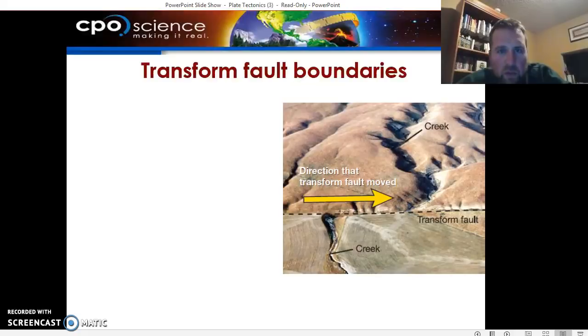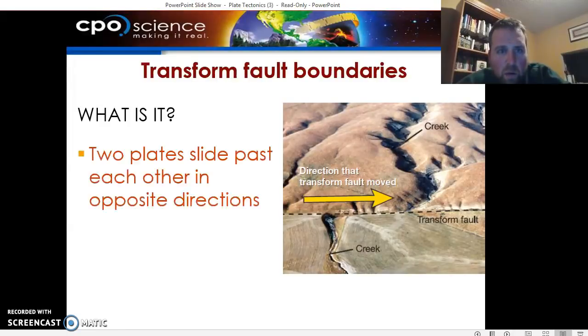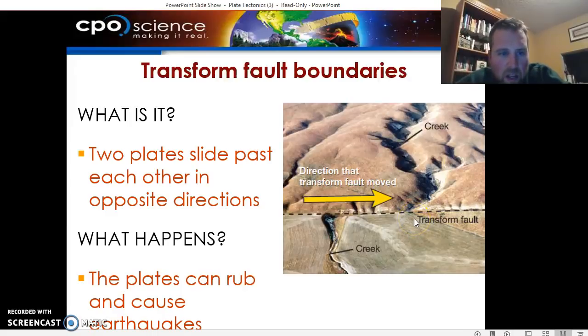Okay, last one, transform fault boundary. So what is it? Two plates slide past each other in opposite directions. And what happens? The plates can rub and cause earthquakes. So this plate up here is moving in this direction, and this bottom plate is moving in this direction. So this is called a transform boundary.